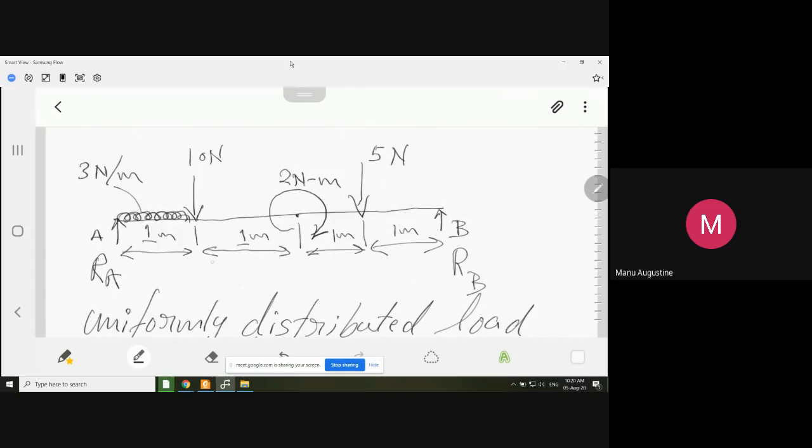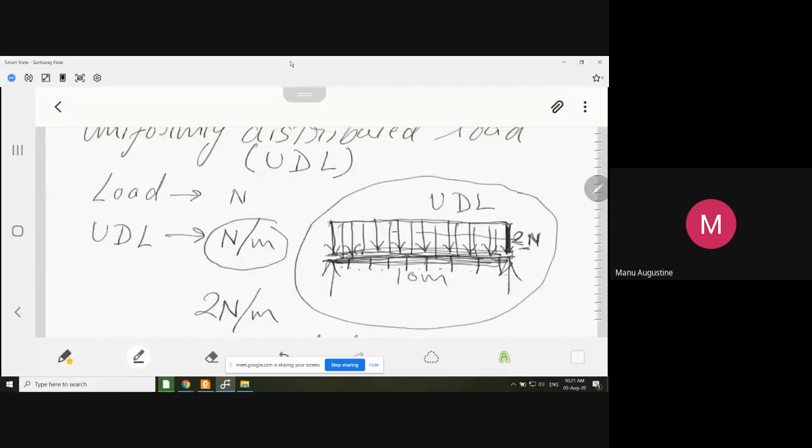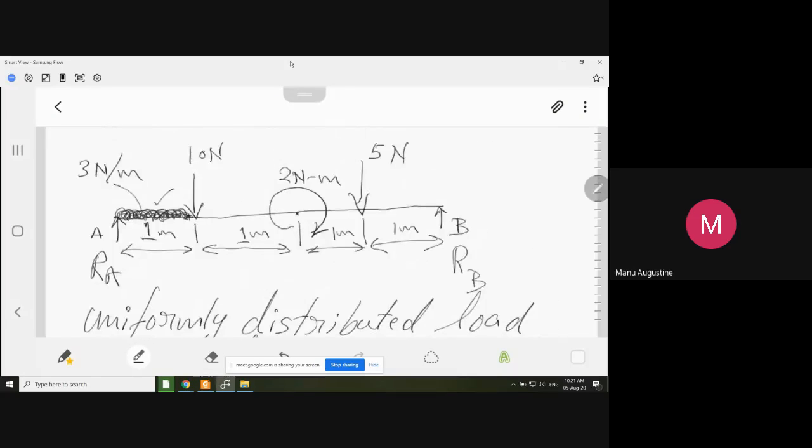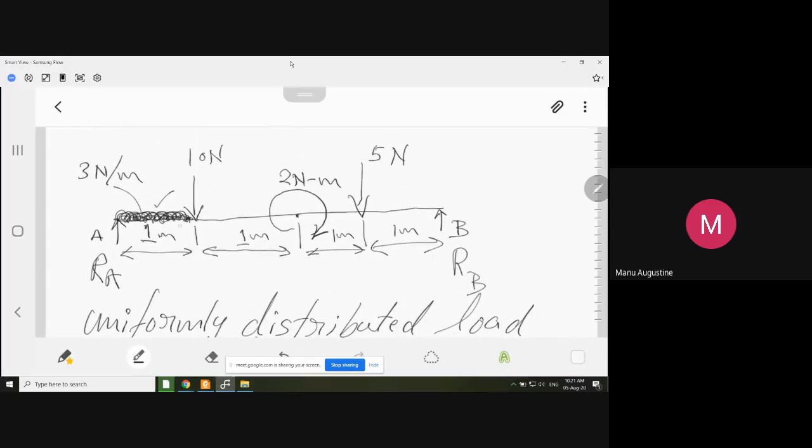Now look at this problem. In this problem, I have spread the UDL over one meter, I have spread this load. This is a UDL. And in this figure, I am using the spring notation. But it does not matter. You have to remember that this thing and this thing are the same. It's just a matter of choice how you want to represent it. Otherwise, there is no difference. So tell me, what is the value of total UDL, total load due to UDL on this beam?